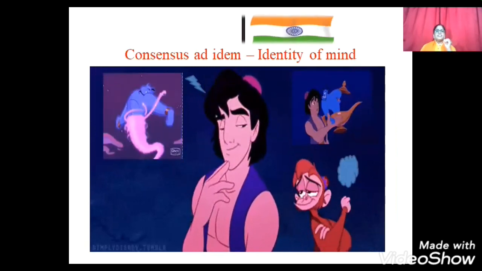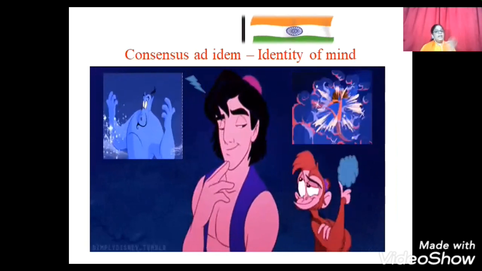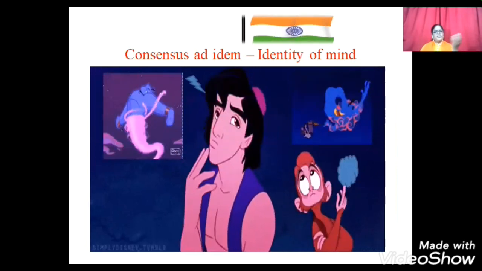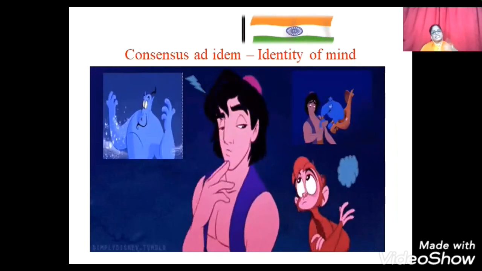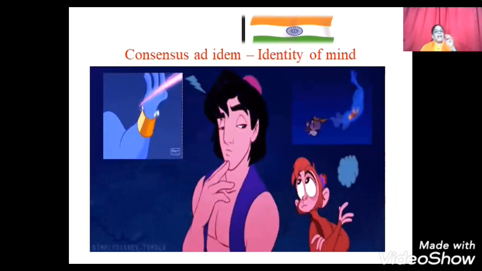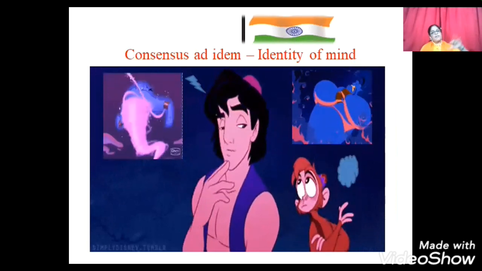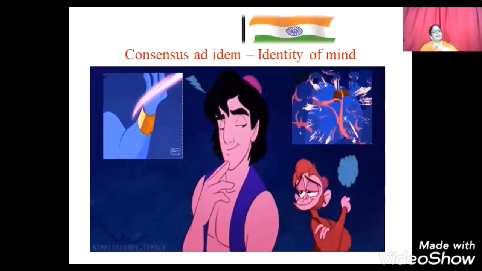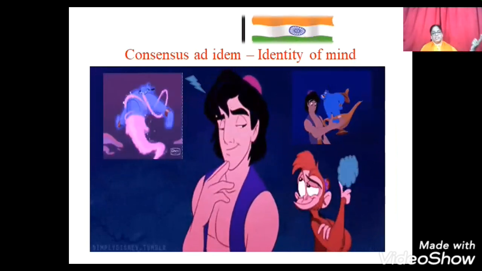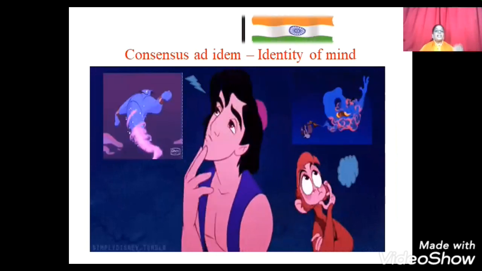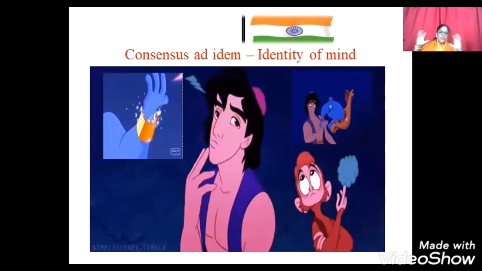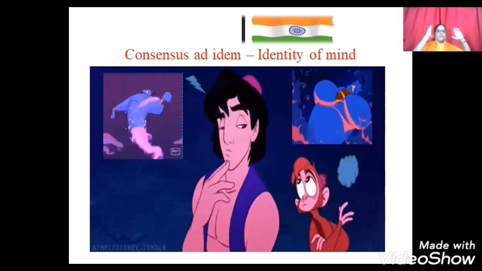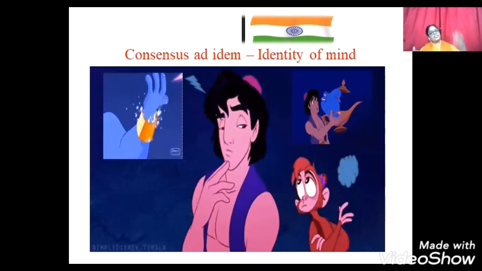To make the students clear about the term consensus ad idem, intentionally I have taken the example of Aladdin, because in our classroom the majority of the books and teachers explain consensus ad idem as identity of mind, as I have written, and they give the example of cars. Mr. A wants to sell his red car. Mr. A has two cars, one red and another blue. So Mr. A wants to sell his red car to Mr. B, and Mr. B is under the impression that A wants to sell his blue car. Here both parties do not have a similar identity of mind. A is thinking of giving his red car. B is thinking of purchasing the blue car of A.